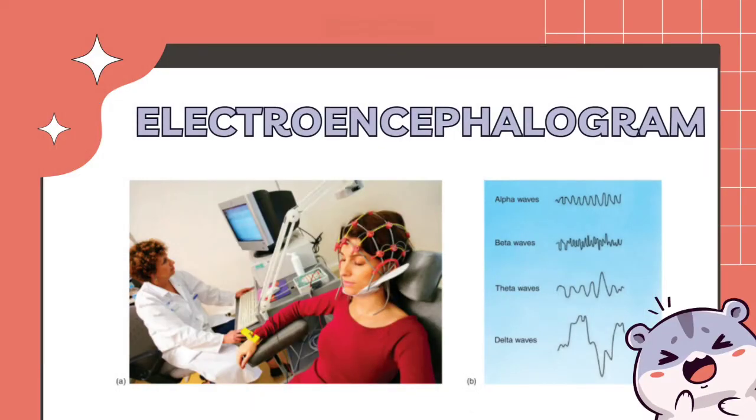And here you can see an illustration of the electroencephalogram, or EEG, on the left side, and here on the right side, you can see the different patterns that doctors use to diagnose and determine the treatment for the disorders.